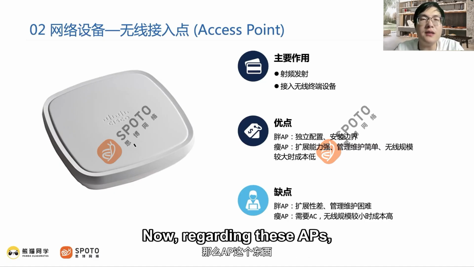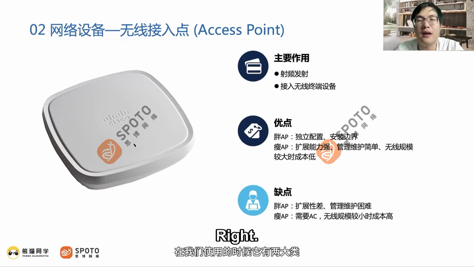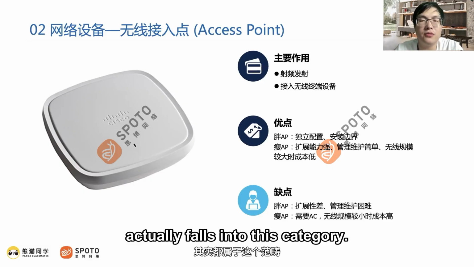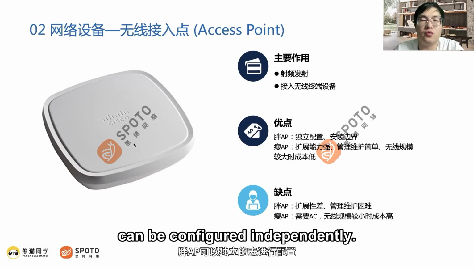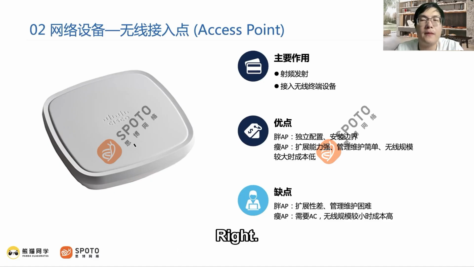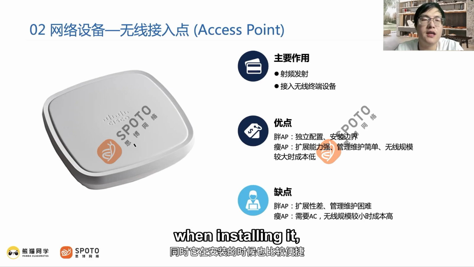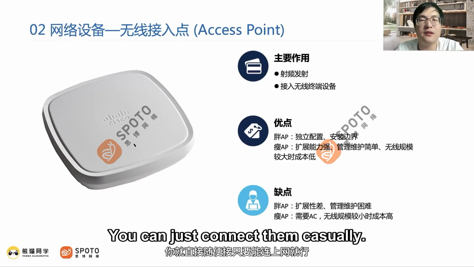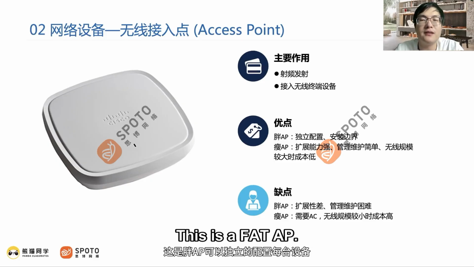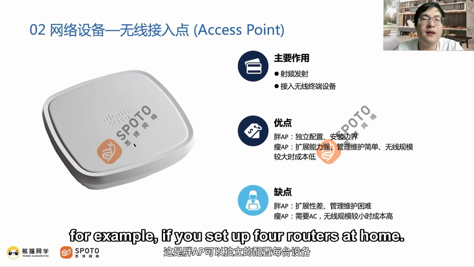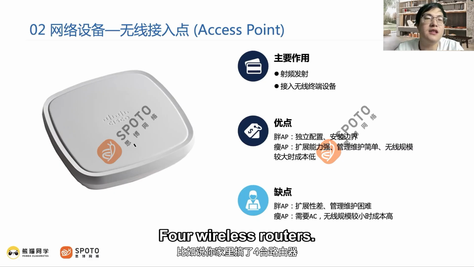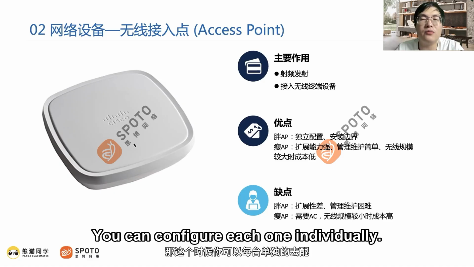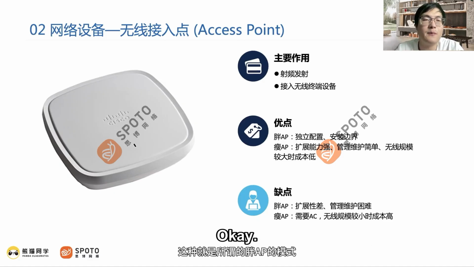Now, regarding these APs, when we use them, they come in two main types. One is called a FAT AP. The wireless router in your home actually falls into this type. It can be configured independently, and when installing it, there are no requirements for interaction with the AC. You can just connect them. For example, if you set up 4 wireless routers at home, you can configure each one individually. This is the so-called FAT AP mode.